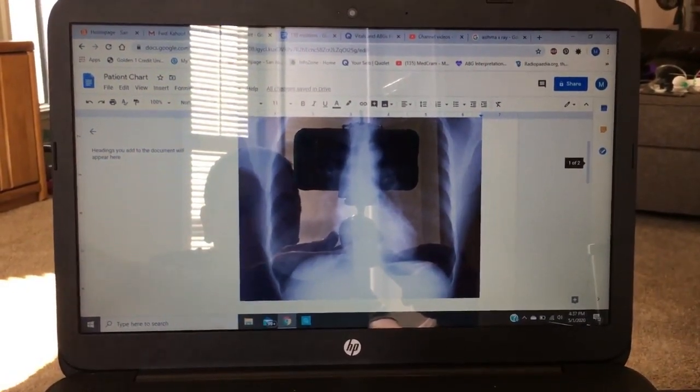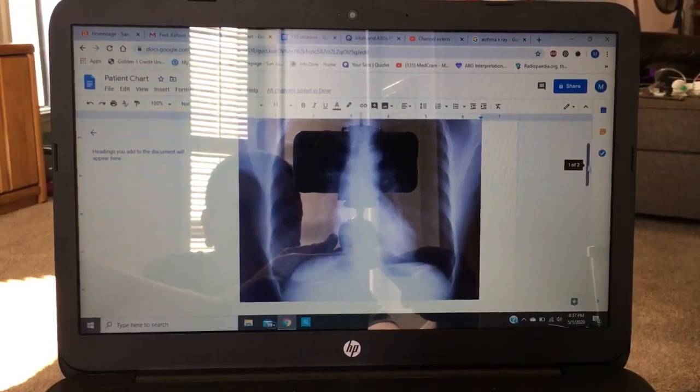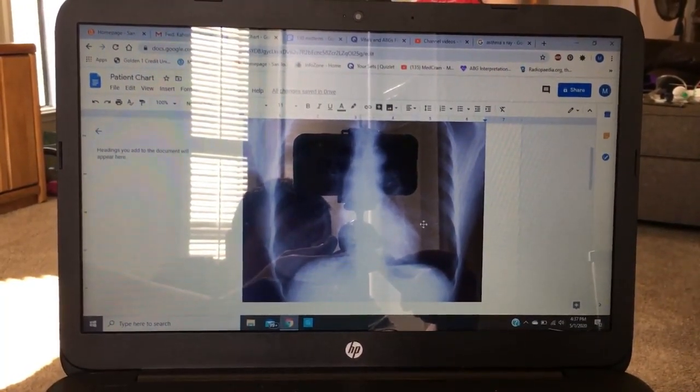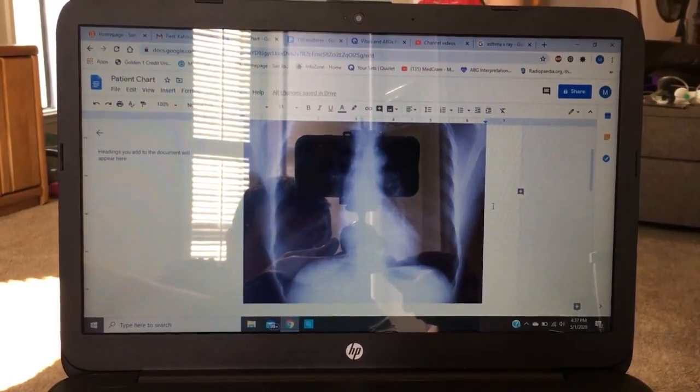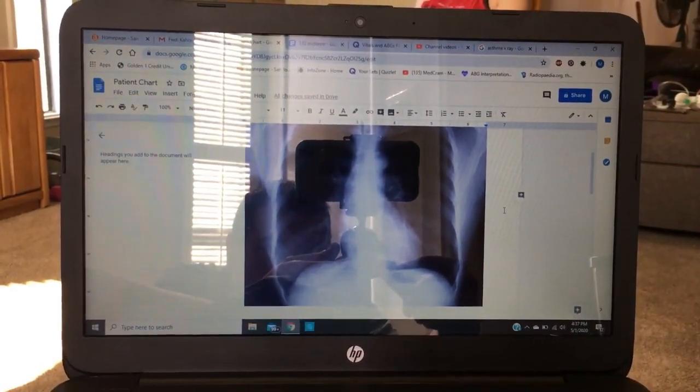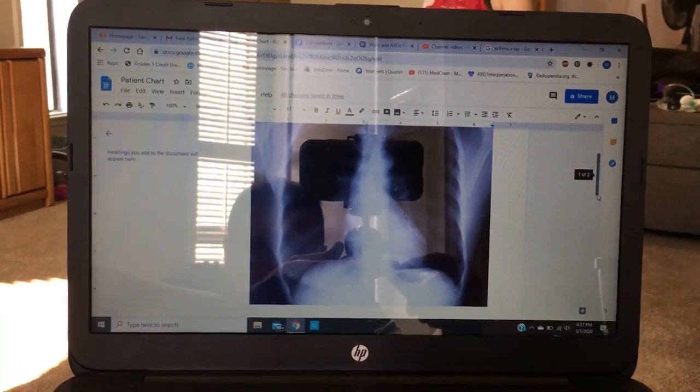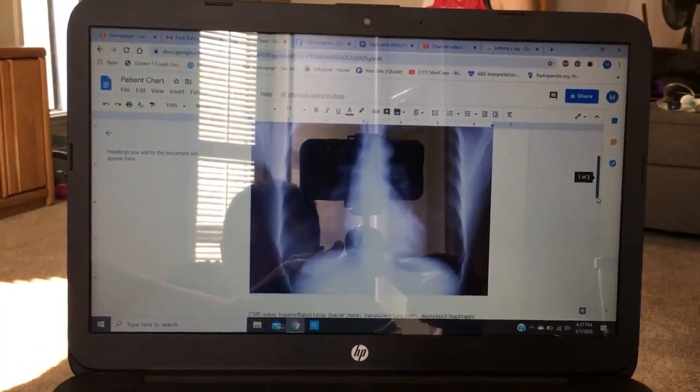Alright, so this is the patient x-ray. We see the diaphragm is depressed, the lung fields are more translucent than they should be, which means there is a significant amount of air trapping and hyperinflation.